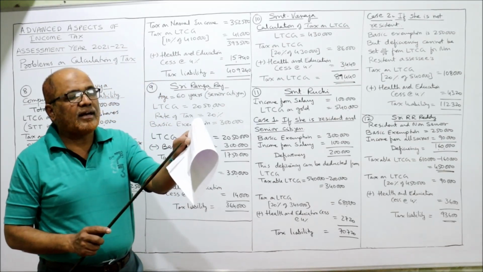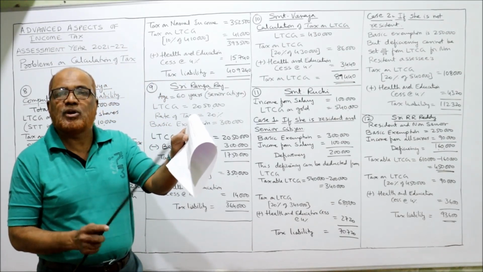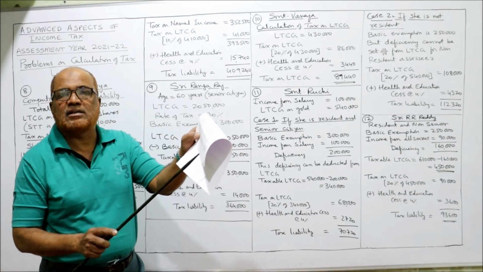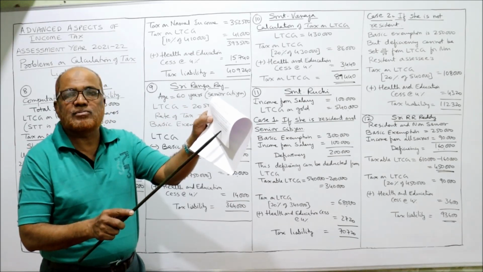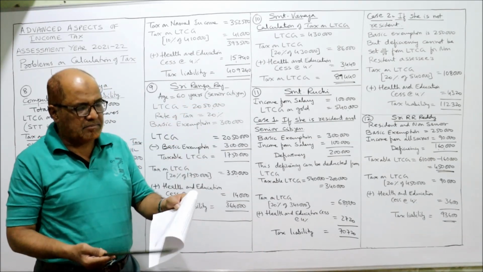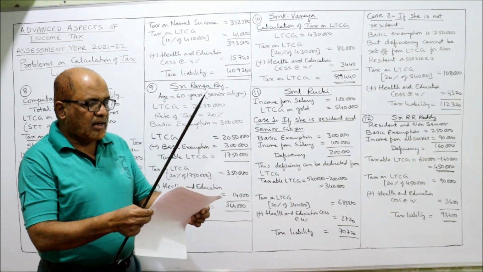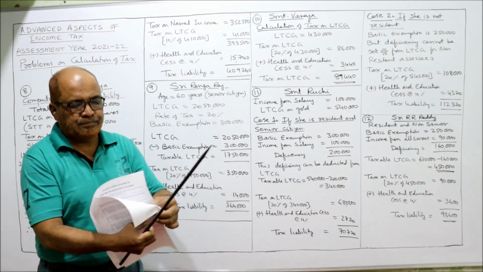Remember, we are not calculating tax on income from business because it is asking you only LTCG. And basic exemption will be given only when we tax the other incomes, not from LTCG. That's it. 10th over. Now come to the 11th problem.